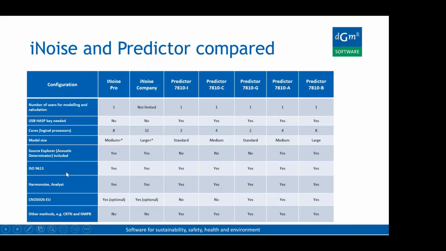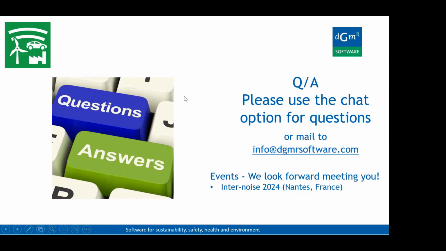Then the ISO 9613 method is included in all configurations. Harmonize and Analyst are included in all configurations. CNOSSOS EU, of course, is included in the iNoise Pro plus CNOSSOS and iNoise Company plus CNOSSOS, and CNOSSOS is included in these 3 configurations in Predictor. And then I think the main difference between iNoise and Predictor is that iNoise does not support other methods like CRTN and NPB. So those are not supported by iNoise. So that's about it.